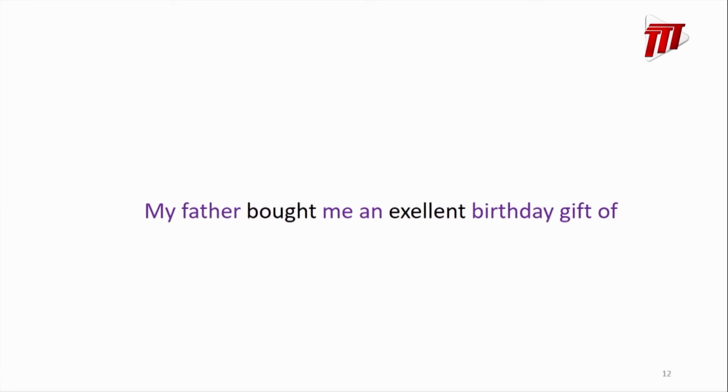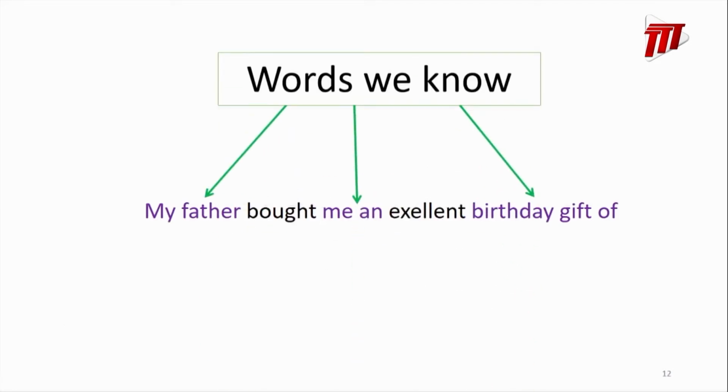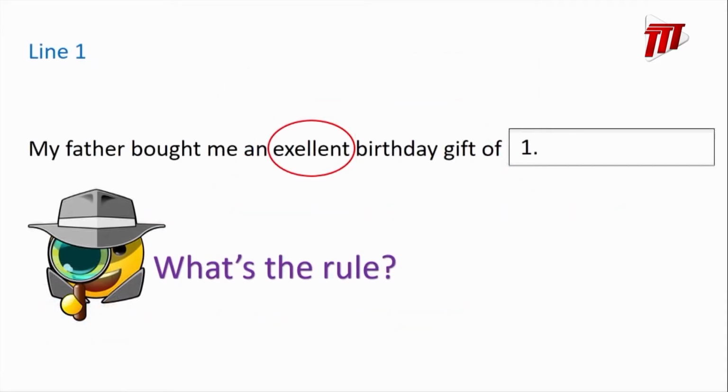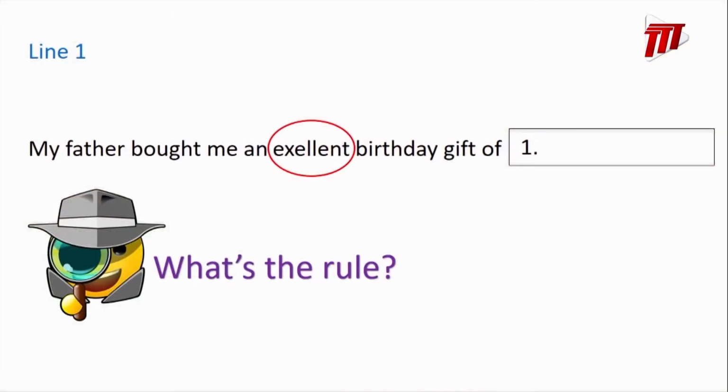All right, my father bought me an excellent birthday gift. You know the words father, you know me, and birthday, gift, of. All those look correct to you. What about bought? Is that the correct form of the past tense? Yeah? Excellent is spelled wrong. Did you figure that one out? What's missing? Let's say the word, excellent. So a letter is missing, yes, excellent. And it's missing between the X and the E. Is it an S or a C?